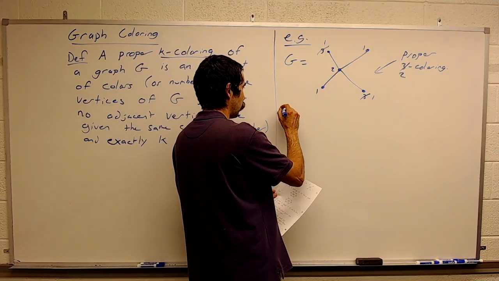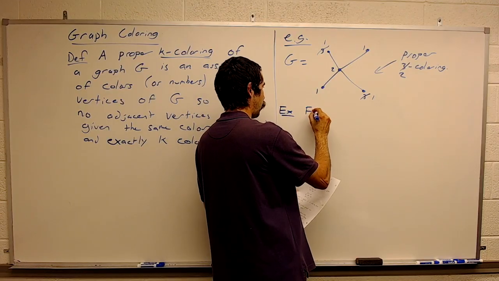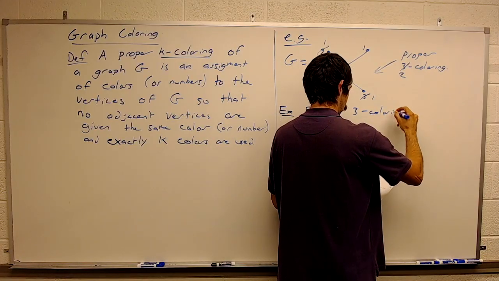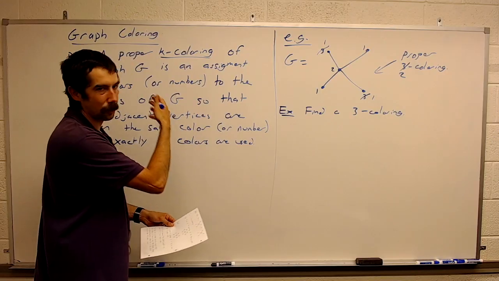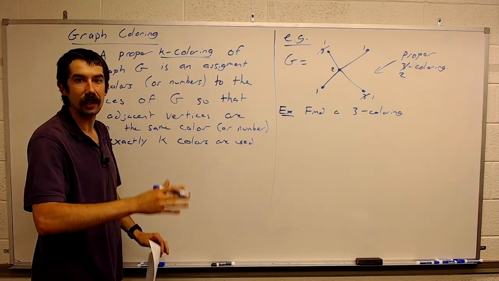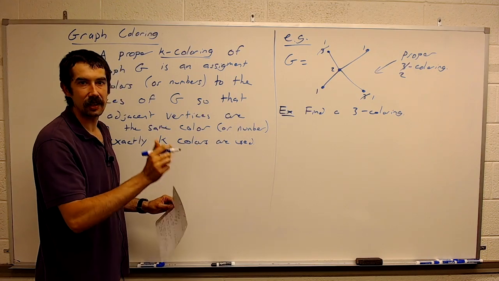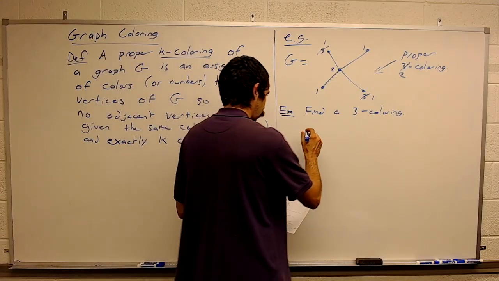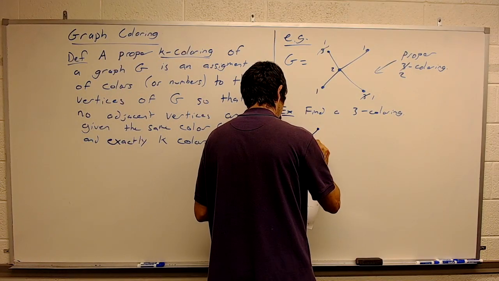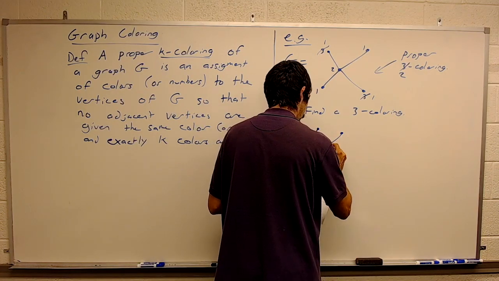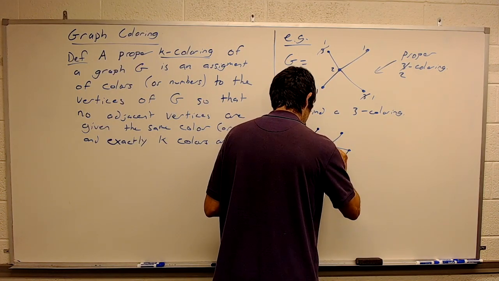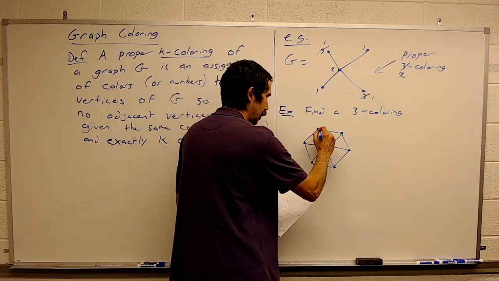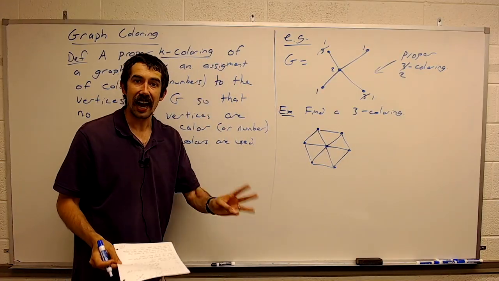Okay, let's look at another example. Let's see if we could find a 3 coloring. Okay, typically we drop the word proper. So if we just say find a 3 coloring, it's implied that no 2 adjacent vertices will have the same color. All right, and so here's our graph. And let's see if we can color this with exactly 3 colors.